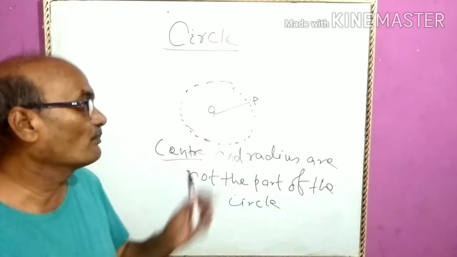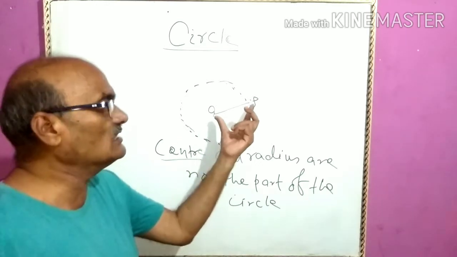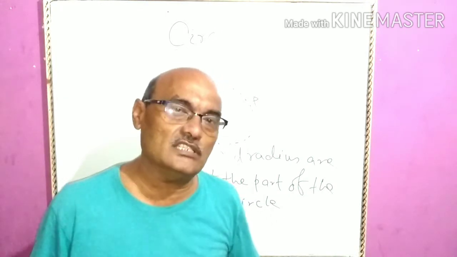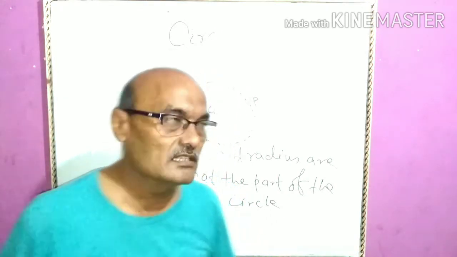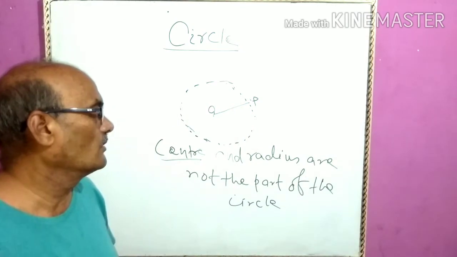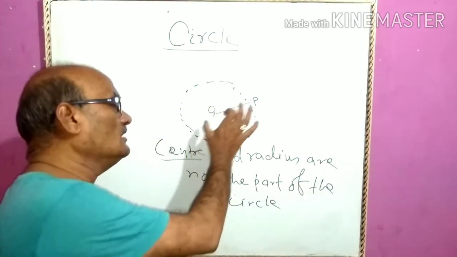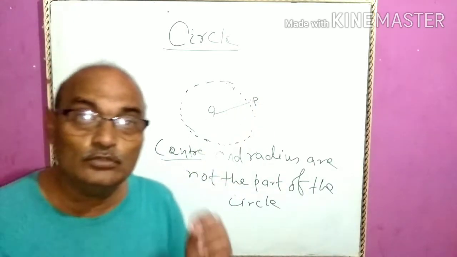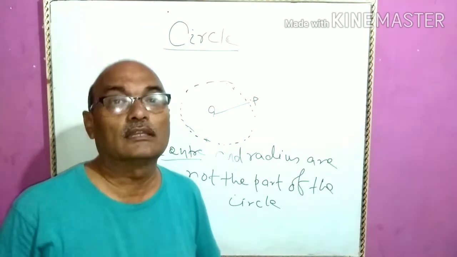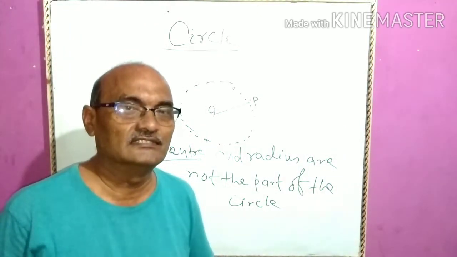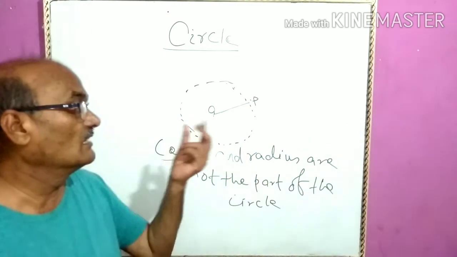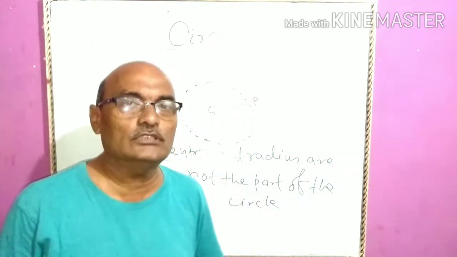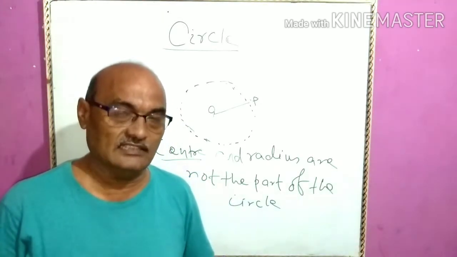Now, what is radius? You know, the constant distance is known as radius. And the word radius is used in two senses. First, it is used in the sense of a line segment, OP. And it is also used in the sense of the length. Your OP is a line segment, and it is also used in the sense of length.